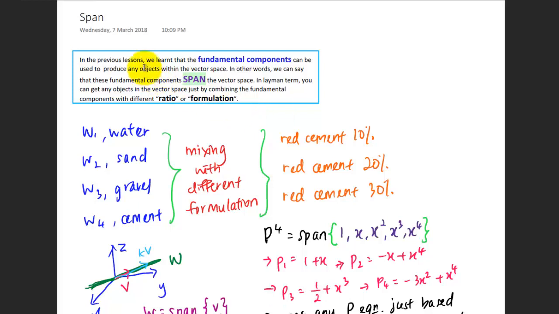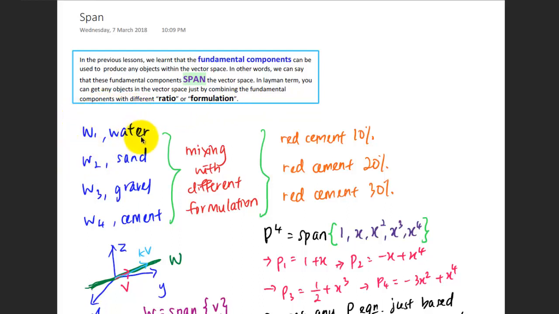In the previous lessons, we learned that the fundamental components can be used to produce any objects within the vector space. In other words, we can say that these fundamental components span the vector space. In layman's terms, you can get any objects in the vector space just by combining the fundamental components with different ratios or formulations. Let's use our red concrete case for our study here.